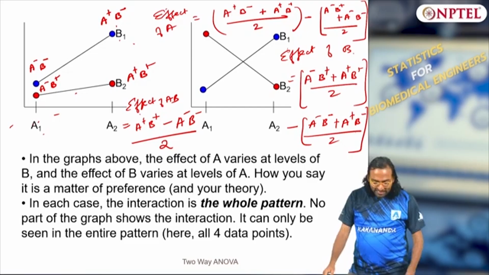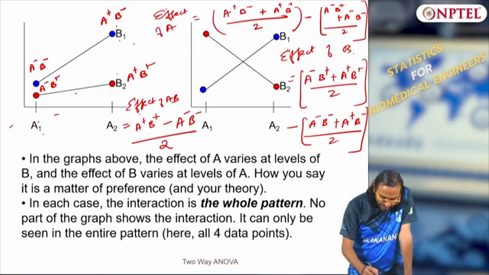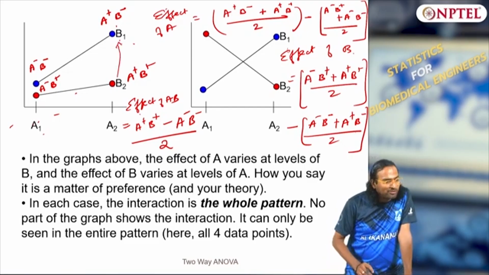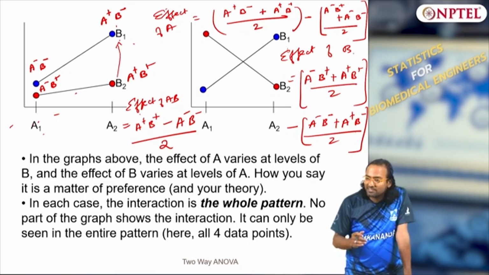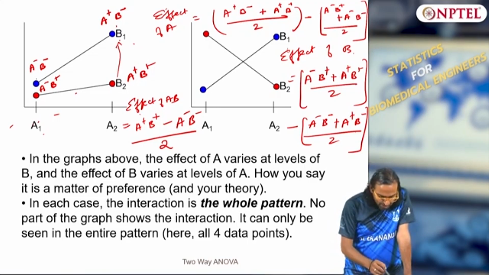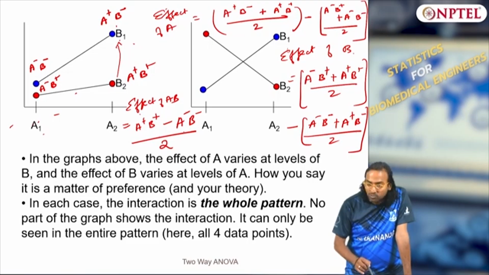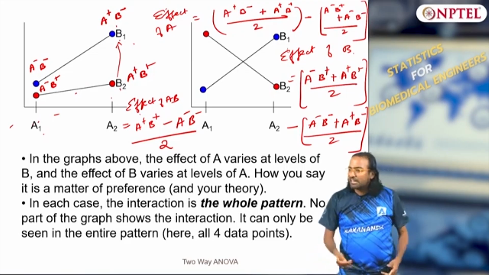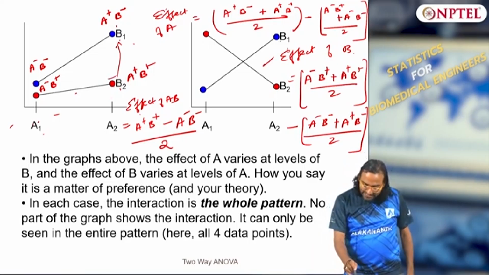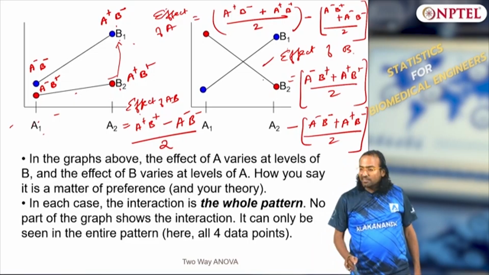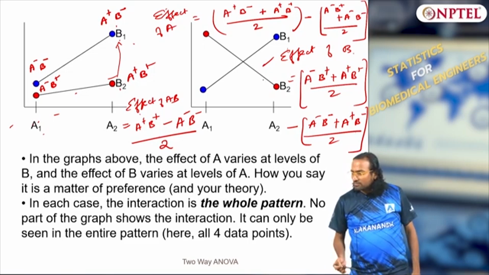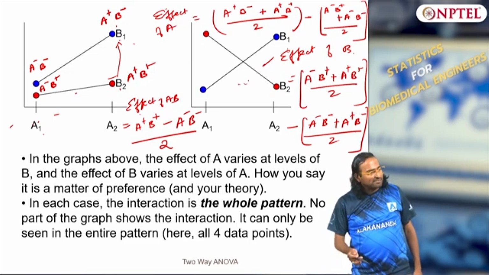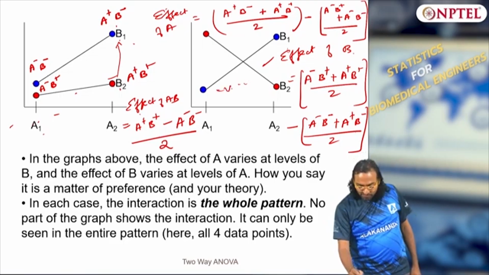If there were no interactions, how would this graph look? The point should have shifted upwards, because A positive, B positive minus A negative, B negative, divided by 2 is what the interaction is. Since this point is here, when you subtract it, the interaction becomes significant here, and the worst is here. This is the worst case, a lot of interaction. This is a negative interaction, right?